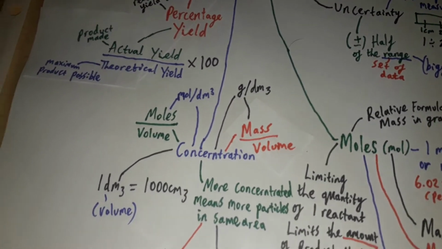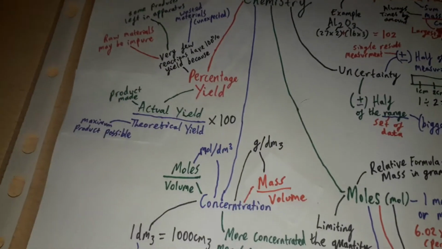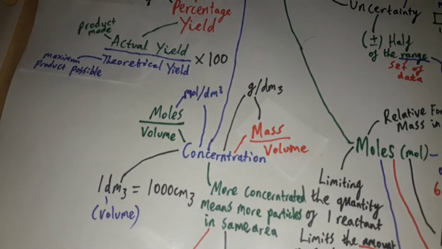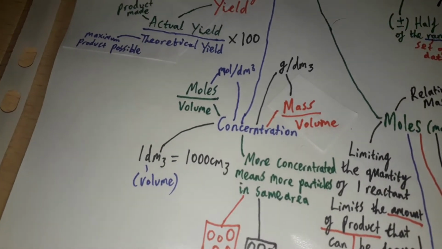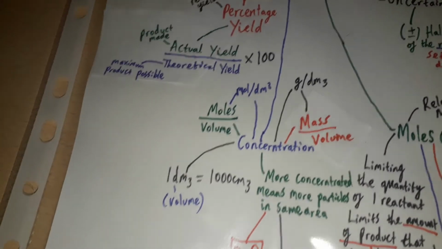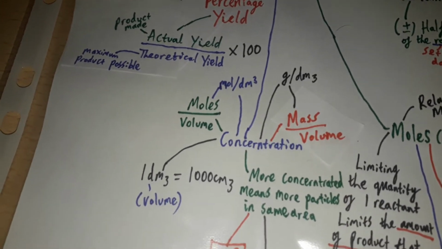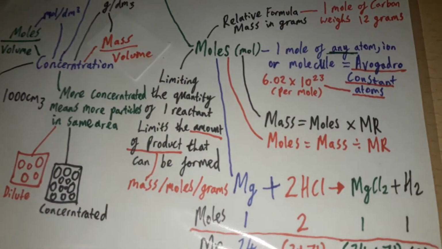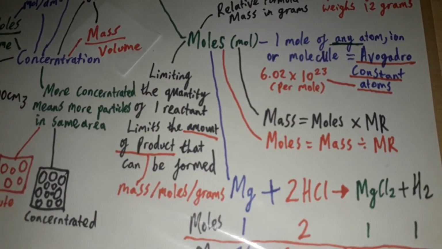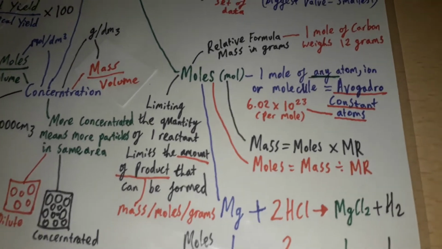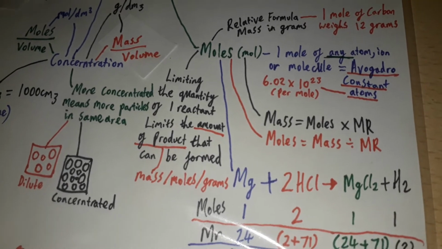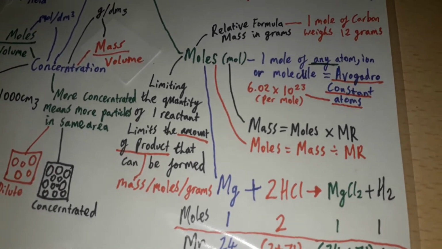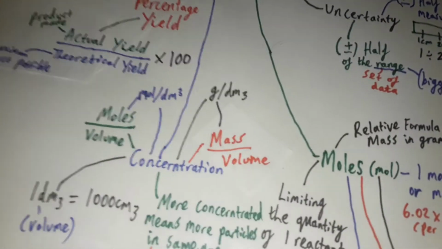Concentration equals mass divided by volume, or moles divided by volume, and that's how you can figure it out. And a thing that's normally used for volume is a decimeter cubed, and that equals 1,000 centimeters cubed, and you might have to convert that in an exam or something. I just realised we missed over here the bit about limiting. So limiting the quantity of one reactant limits the amount of product that can be formed. The product being in mass, moles, or grams.